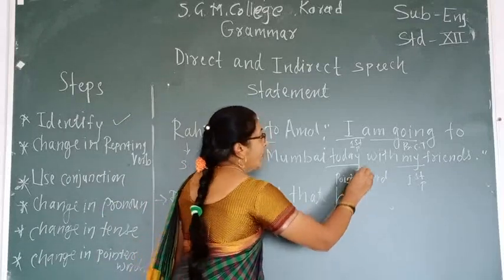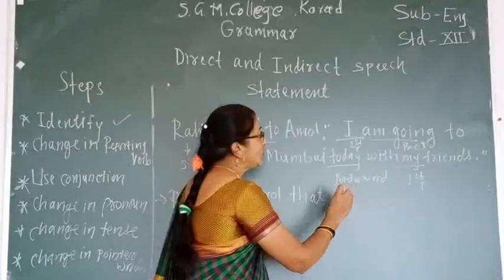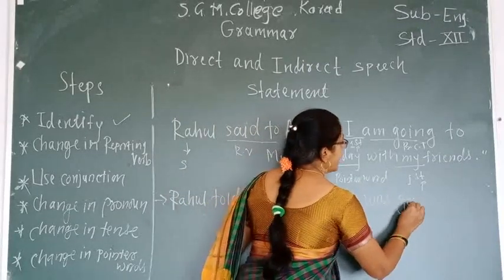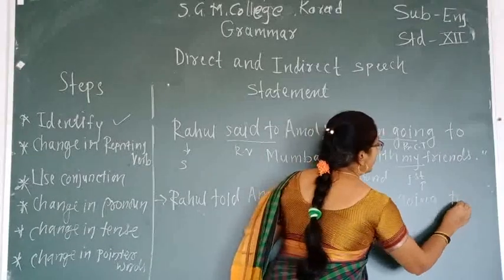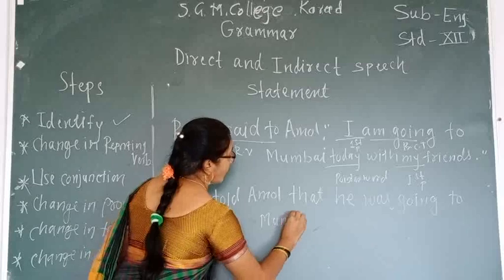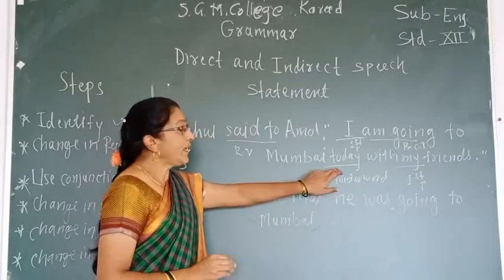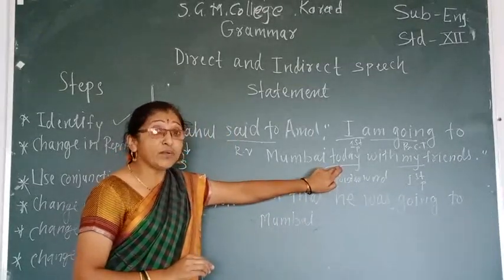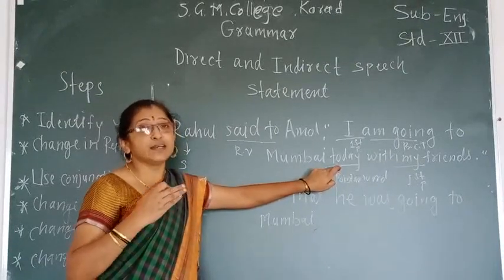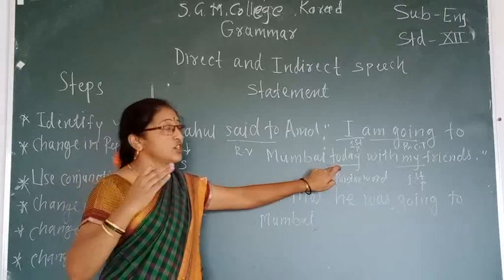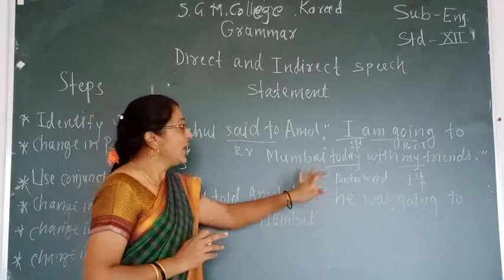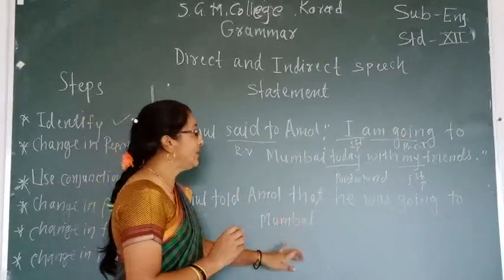He. Present continuous tense is changed into past continuous tense: was going to Mumbai. Today: here is one pointer word. Pointer words: words expressing nearness in time and place are generally changed into words expressing distance. So, instead of "today," we use "that day."